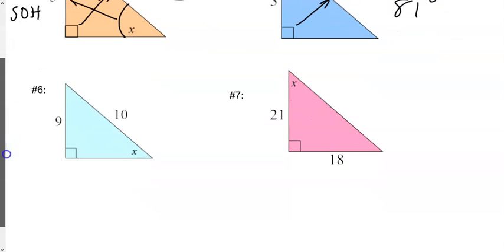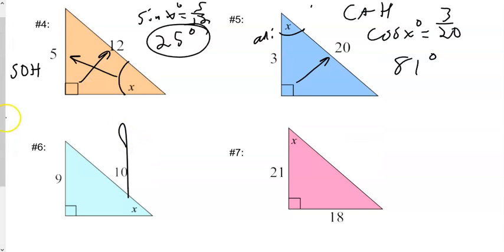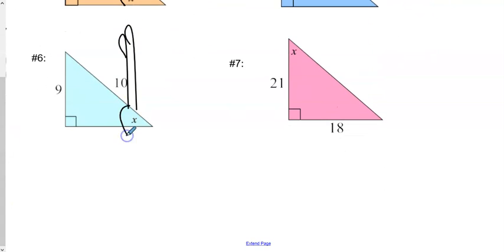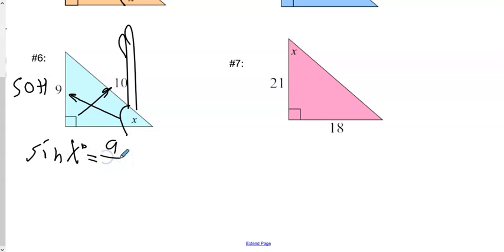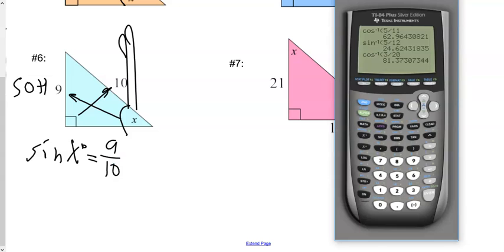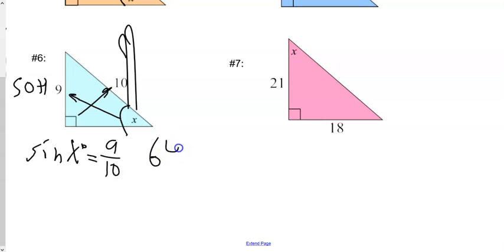Just rounded properly. Okay, angle. Try that again. Angle. We have our opposite, and we have our hypotenuse. That is SOH. So sine of the unknown equals opposite over hypotenuse. So that's 9 over 10 or 0.9. Second sine, 9 divided by 10. 64 degrees.